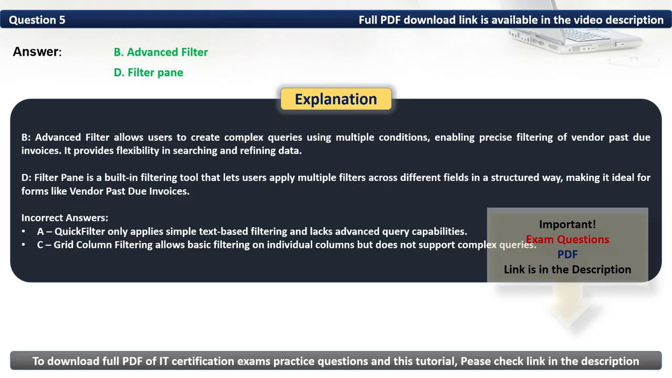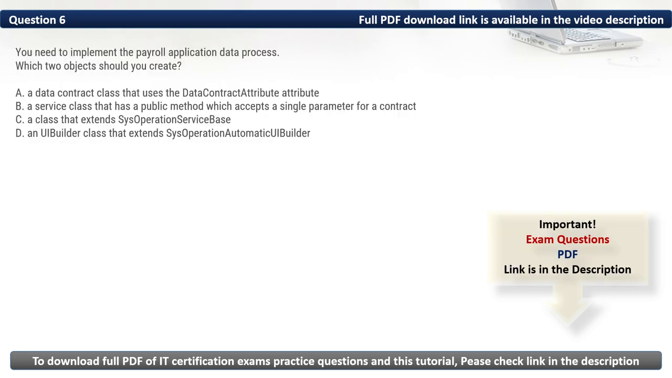Then we have D. Filter pane is a built-in filtering tool that lets users apply multiple filters across different fields in a structured way, making it ideal for forms like vendor past due invoices. Question 6. You need to implement the payroll application data process. Which two objects should you create?